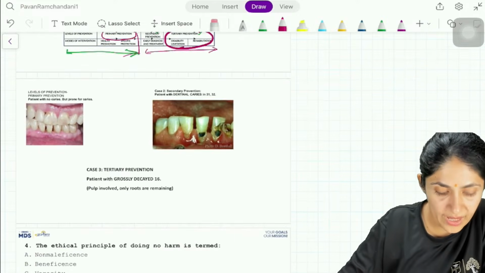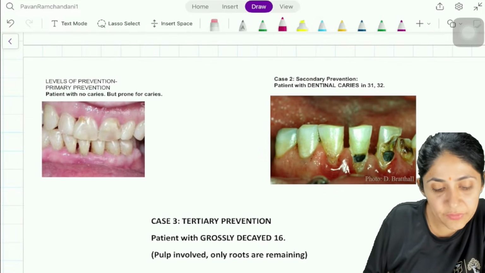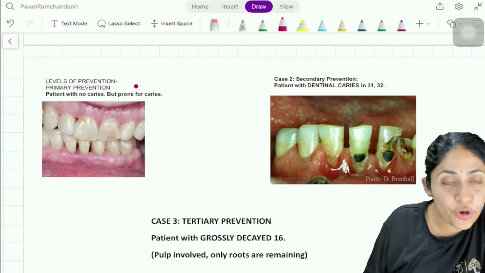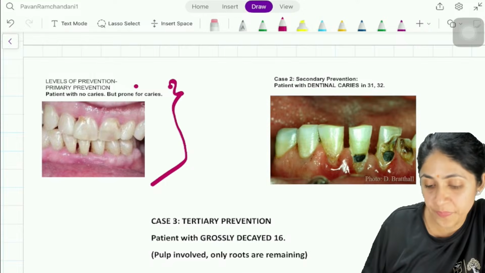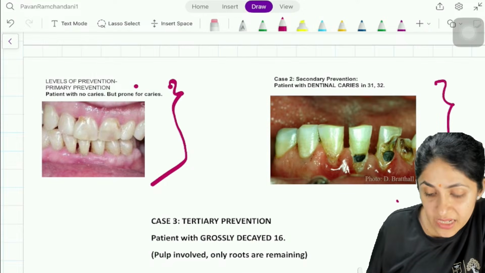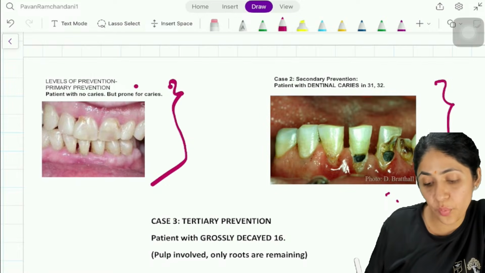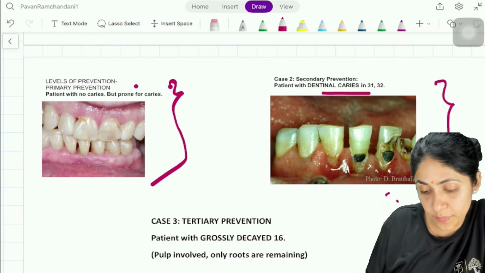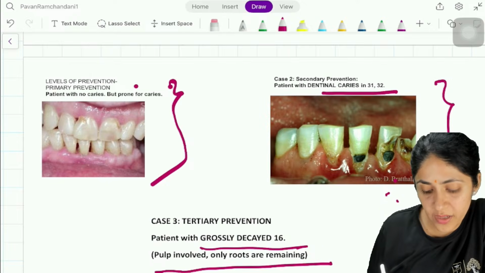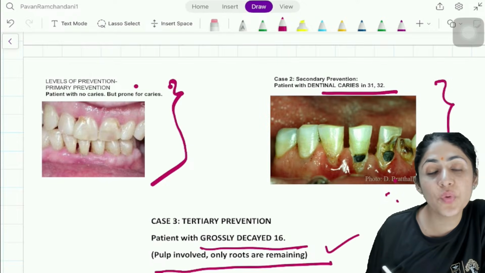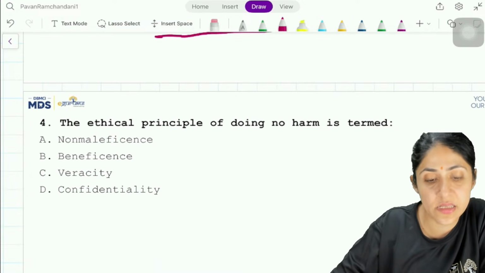Now I have this diagram for you all. Primary prevention, the person does not have the disease, we take the action before the onset of disease. So this person does not have caries, but is prone to caries. Secondary is that the patient has caries, you do not want it to progress further. You do not want the pulp to get involved. The patient already has dentinal caries. Tertiary is that the pulp is already involved, the roots are remaining, you do not want it to get further complicated. You do not want osteomyelitis or anything else like that to develop.